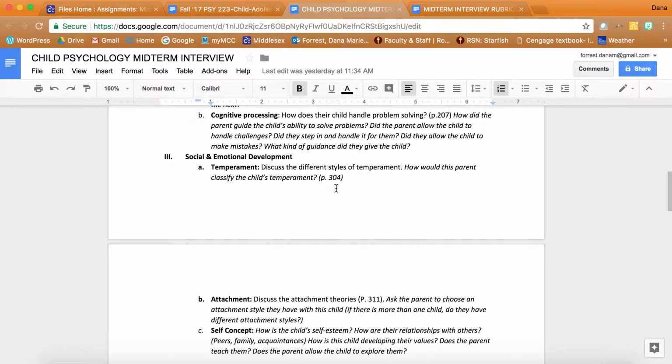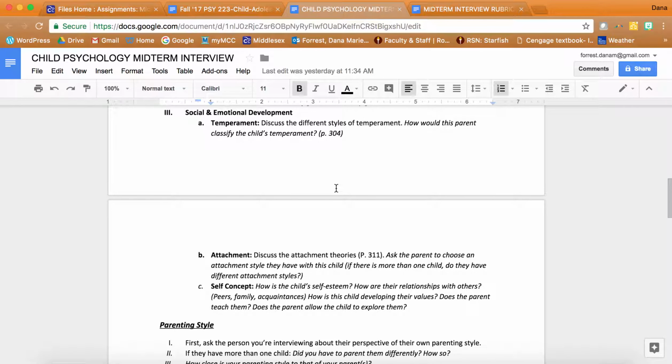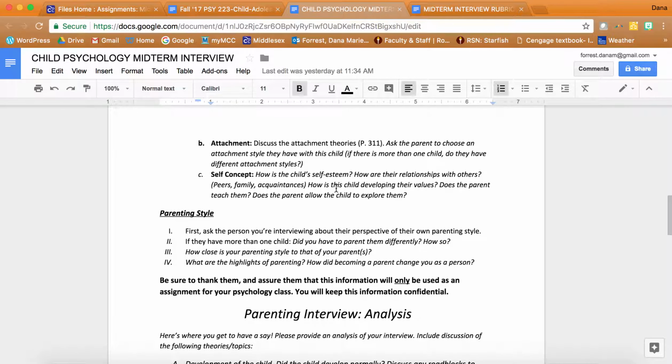Social and emotional development. All right, so temperament. Discuss the different styles of temperament, and how would this parent classify their child's temperament? Was it different for more than one child? Attachment. So discuss the different attachment theories. I'm talking about secure, insecure, avoidant. There's 4 attachment styles. Ask the parent to choose an attachment style they have with this child after you explain it to them. If there's, again, more than one child, do they have different attachment styles or the same?